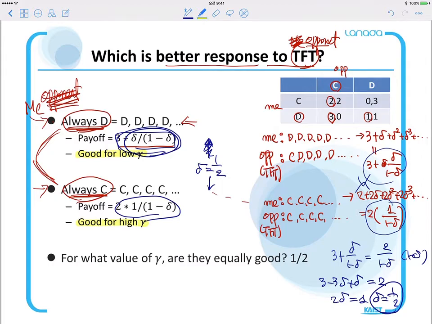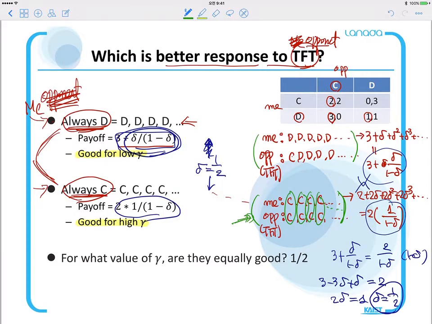Okay, now that's quite intuitive. Why is that? Because look at the outcome of these two cases. When you compare these two cases, this case is always cooperate. They always cooperate, right? So this is actually a cooperation game.